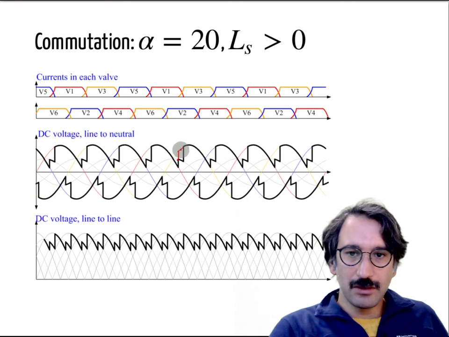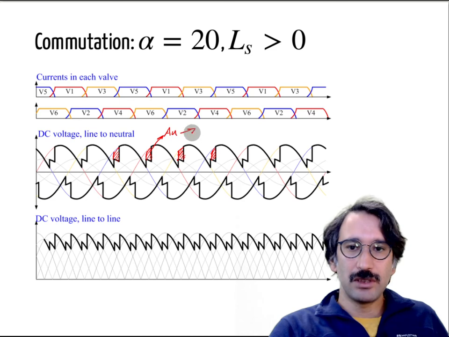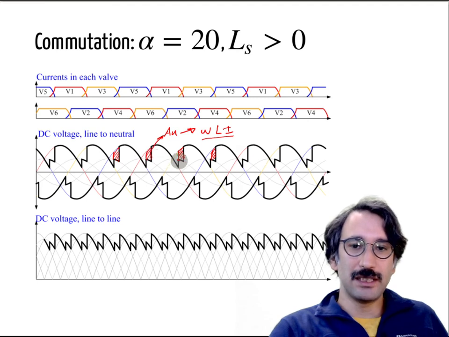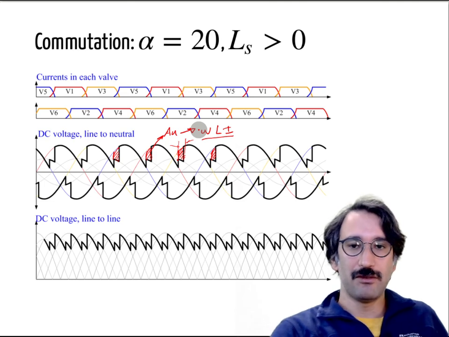So we have that area lost, right? So this was, remember, the area, and we already showed that area is proportional to omega, proportional to inductance and current. So there is no alpha term in the area. Of course, the actual time it takes is a function of alpha, but the voltage reduction due to commutation is independent of the firing angle.